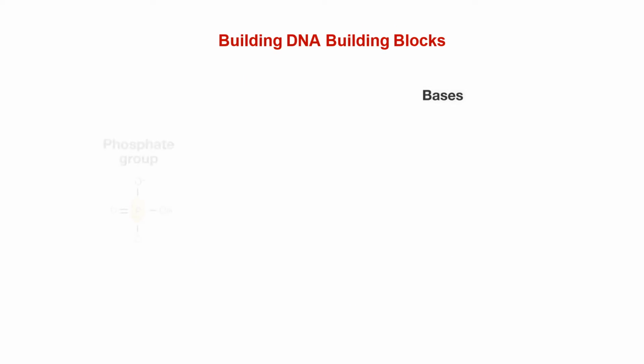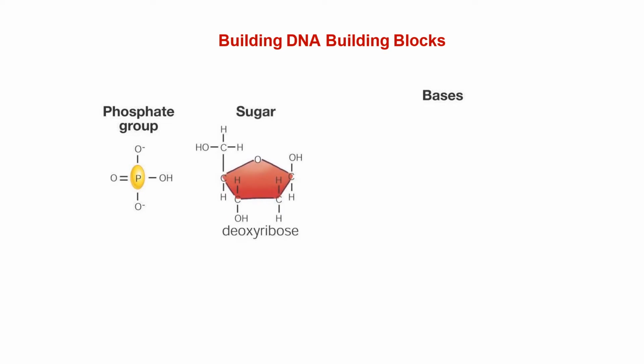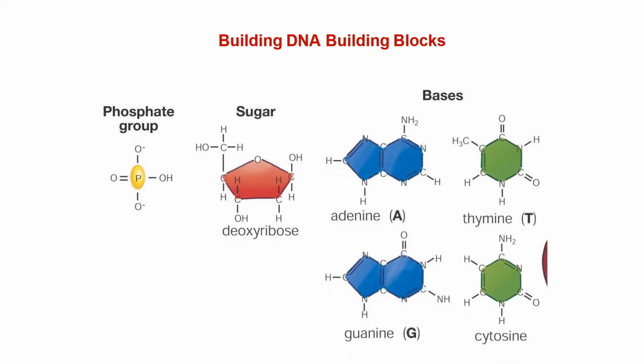The building blocks of DNA are the nucleotides, which arrange and form the polynucleotides. So you can see the molecular structures of phosphate, deoxyribose, adenine, thymine, guanine and cytosine.